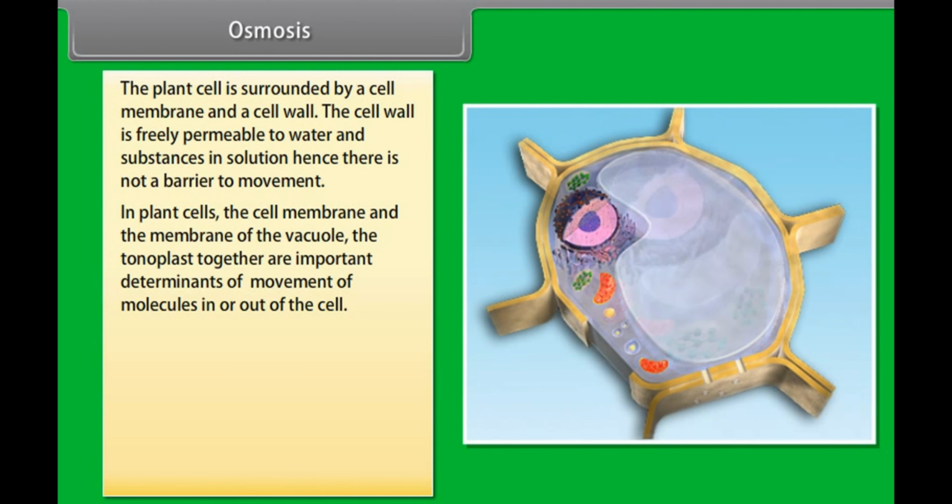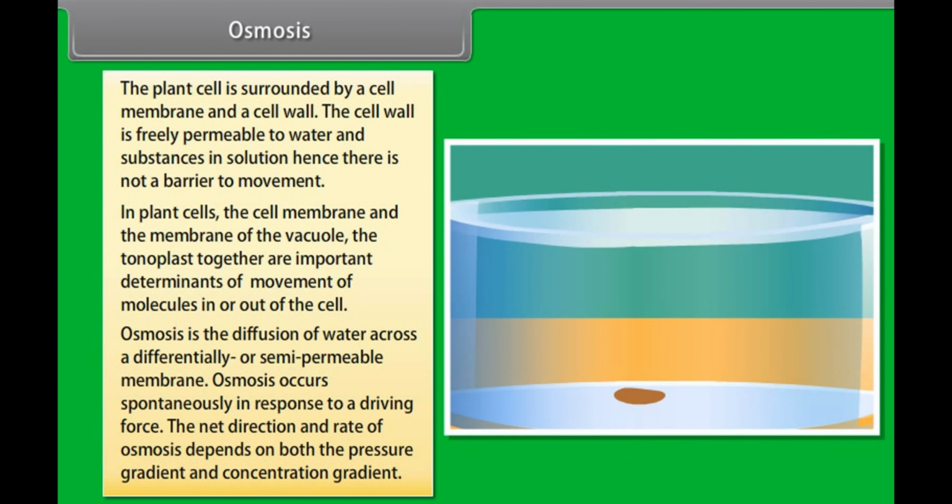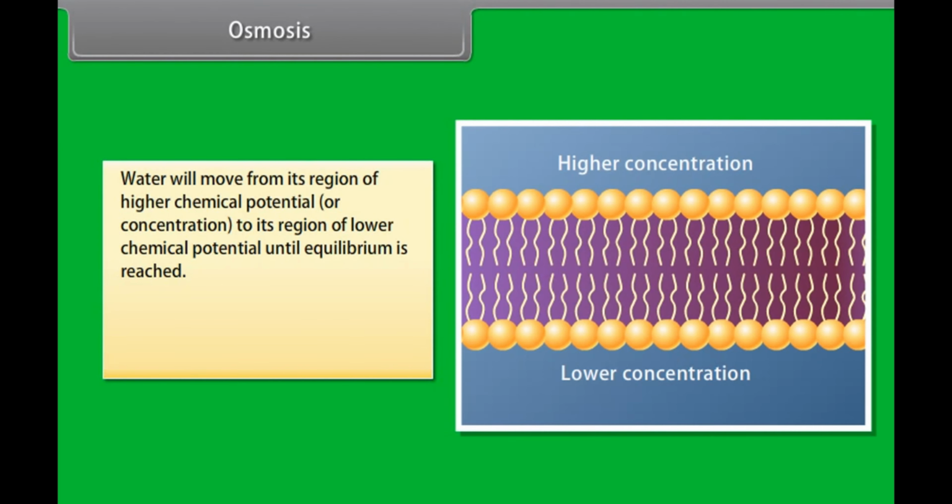Now let us know about osmosis. Osmosis is the term used to refer specifically to the diffusion of water across a differentially or semi-permeable membrane. Osmosis occurs spontaneously in response to a driving force. The net direction and rate of osmosis depends on both the pressure gradient and concentration gradient. Water will move from its region of higher chemical potential or concentration to its region of low chemical potential until equilibrium is reached. We can better understand it with the help of an experiment.